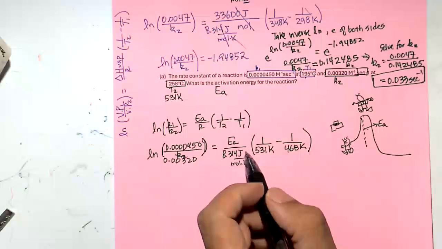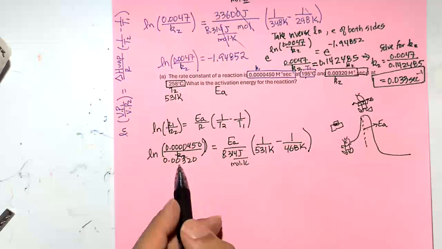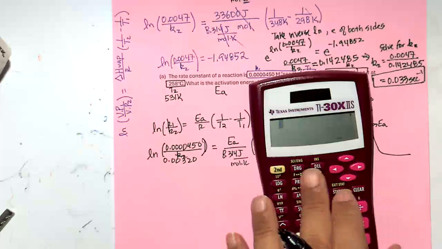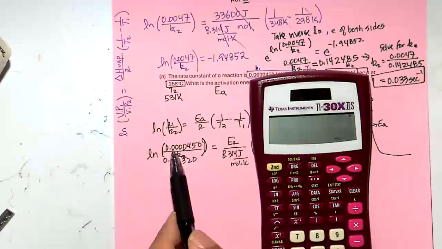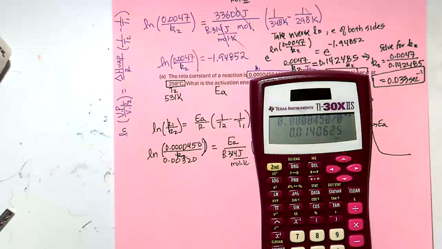Okay, so now we're going to solve for EA. Do you guys know how to do this math? All right, so let's do this first. Natural log of 0.0000450 divided by 0.00320 is this number here. Okay, let's natural log it.